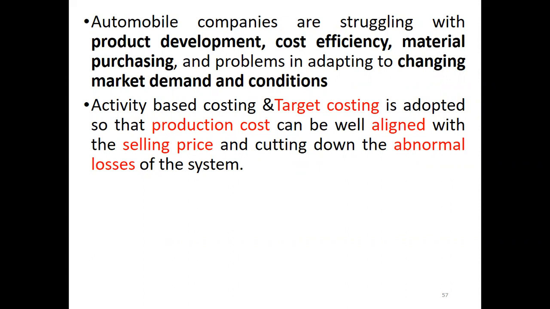There are so many activities like research and development, supply, uske baad design, inspection, then machinery. So many activities are there. And after every 6 months, all automobile companies are making innovations continuously. They are spending on research and development, continuous expenses are there.